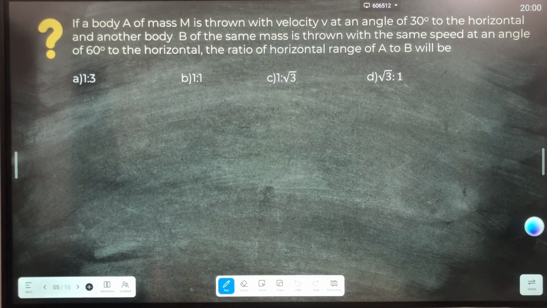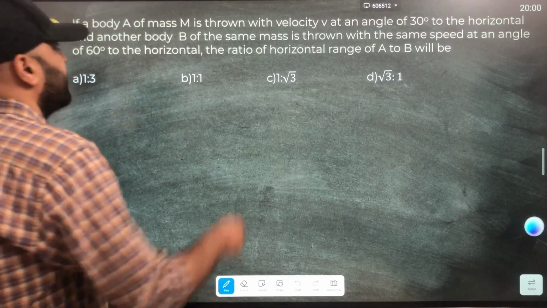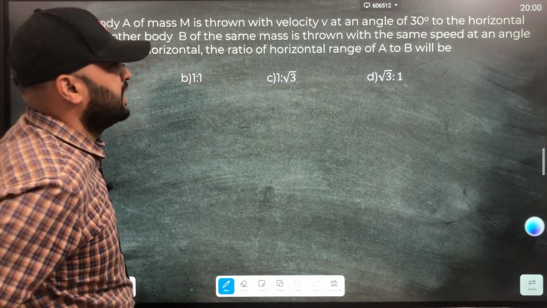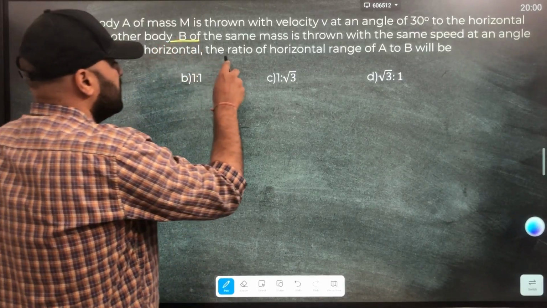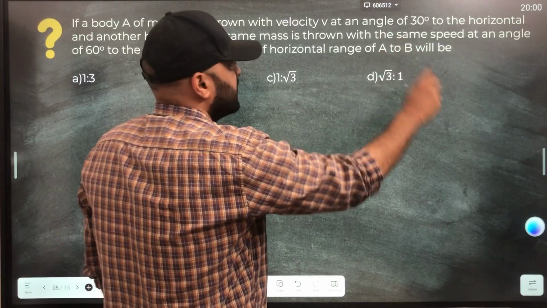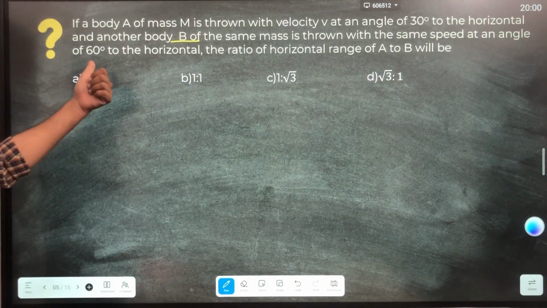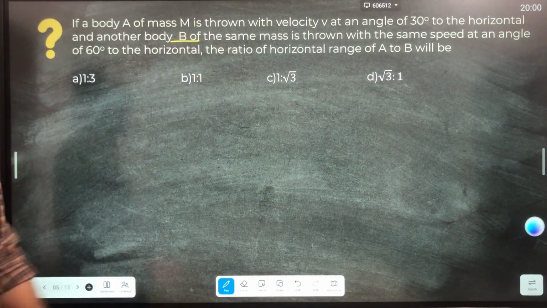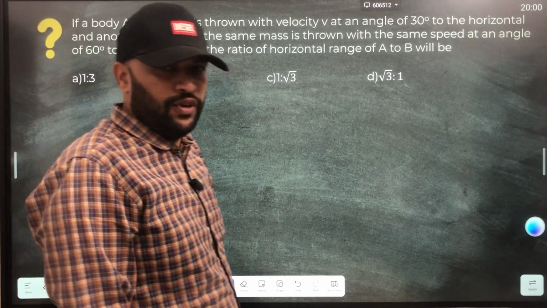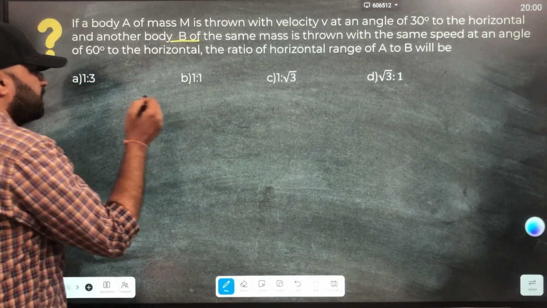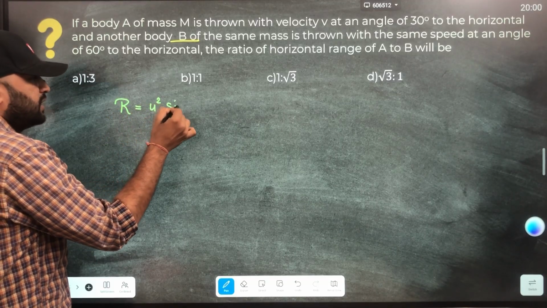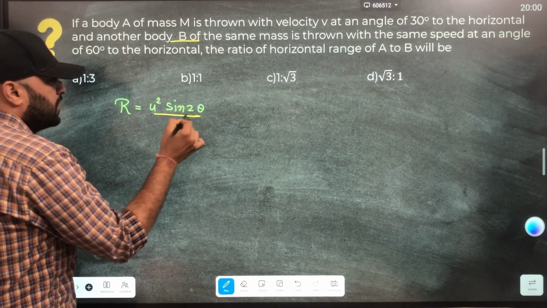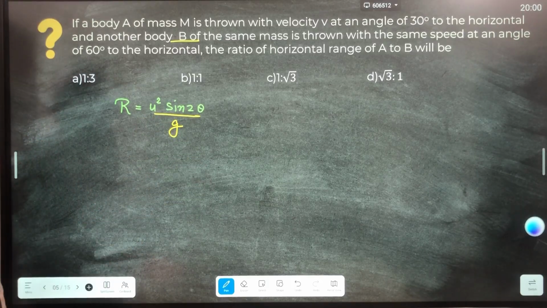Great. So, our next question says, if a body A of mass m is thrown with a velocity v at an angle of 30 degrees to the horizontal, and another body B of the same mass is thrown with the same speed at an angle of 60 degrees to the horizontal, the ratio of their horizontal ranges will be. So, the range formula, let me recall it for you: R is nothing but u square sine 2 theta upon g. We will make use of this formula, correct?